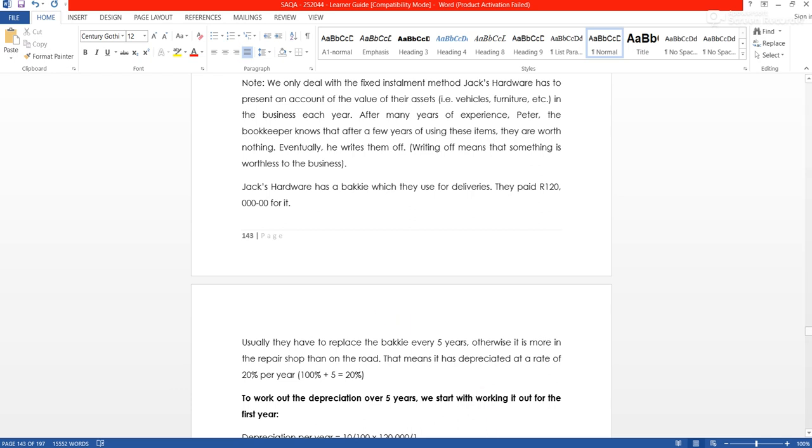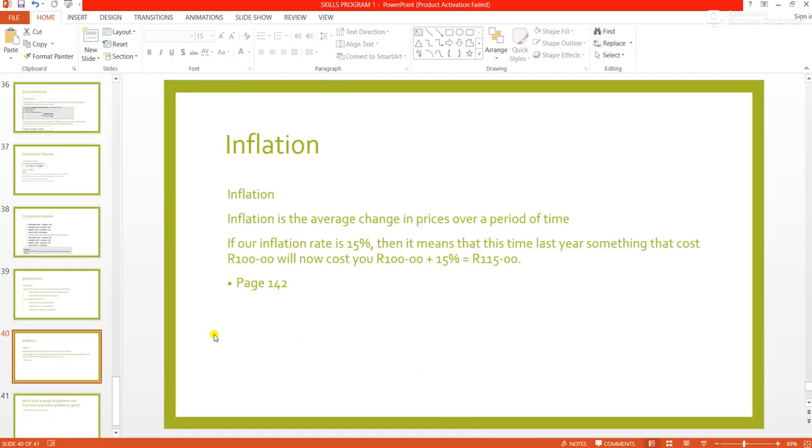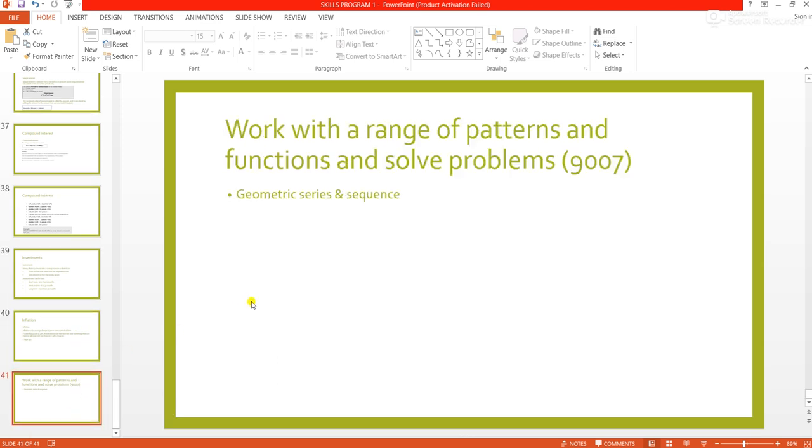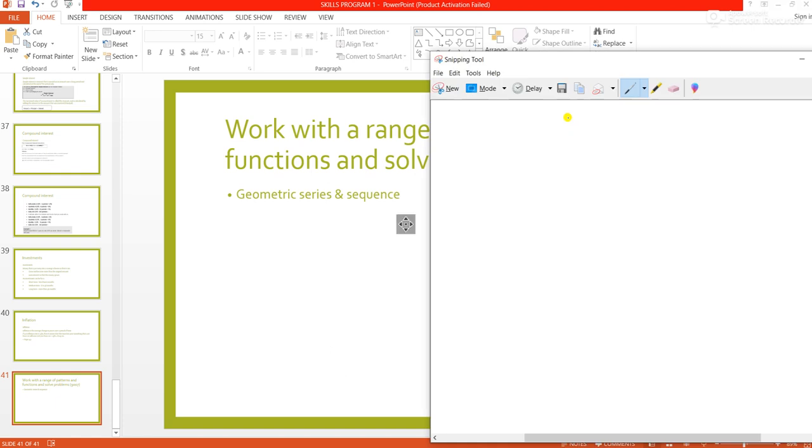Let's go back to our slide. That's it with this unit standard. So we'll have to go to unit standard 9007, which is work with a range of patterns and functions and solve problems. We'll just go through that in a sec.